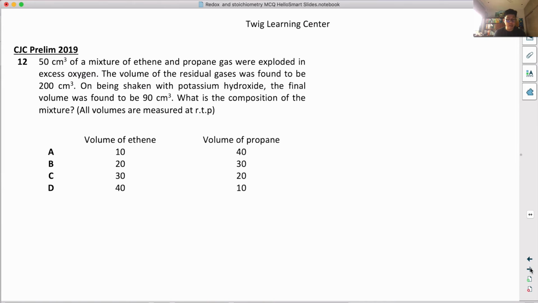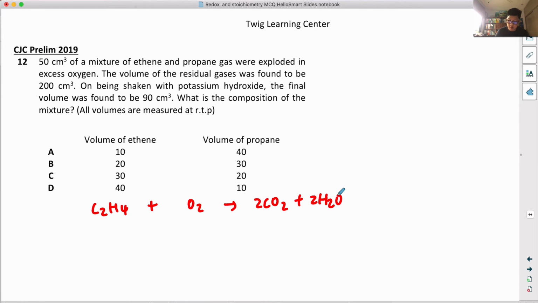A mixture of ethane and propane was exploded in excess oxygen. The volume of the residual gas was found to be 200. On being shaken with potassium hydroxide, the final volume was found to be 90. So they want you to find out the composition of the mixture. Firstly, what you need to do is to write the two equations. So ethane plus oxygen gives you carbon dioxide and water.